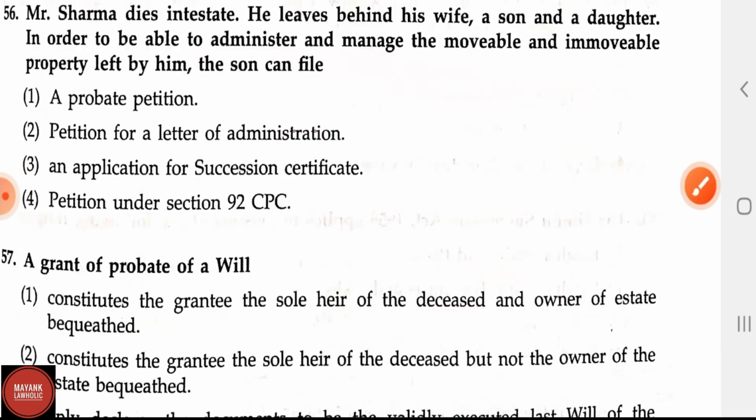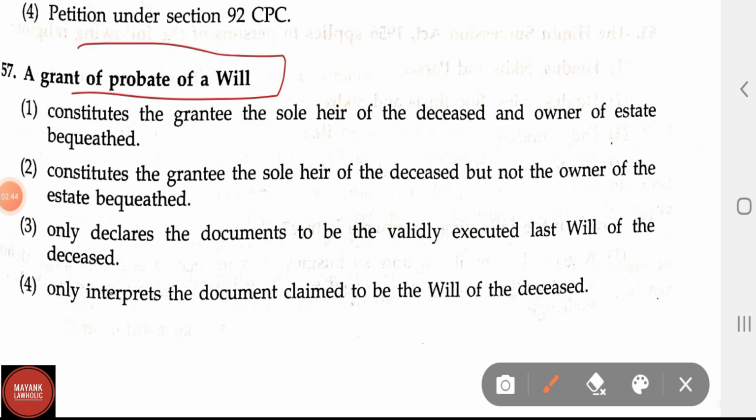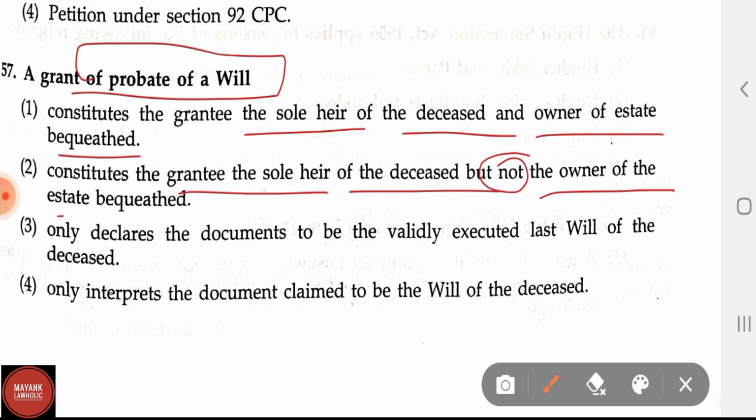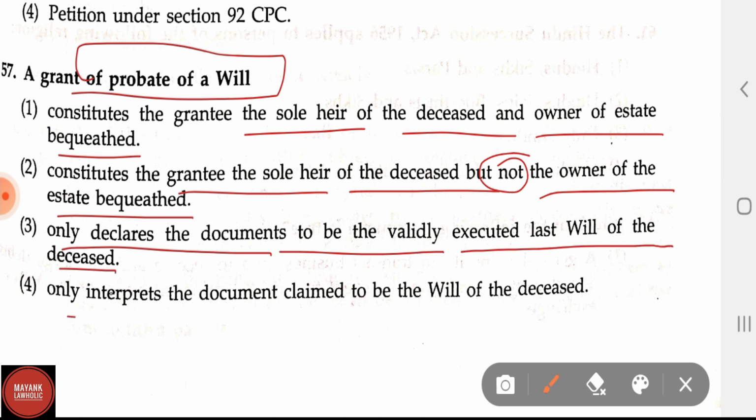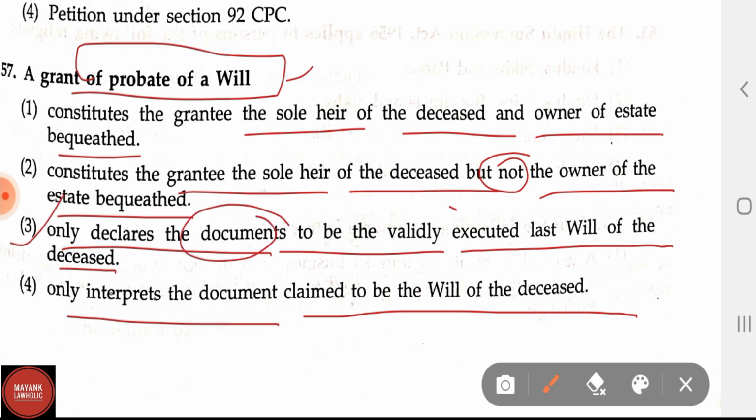Now we will move to question number 57. A grant of probate of a will: Option 1, constitutes the grantee the sole heir of the deceased and the owner of the estate bequeathed. Option 2, constitutes the grantee the sole heir of the deceased but not the owner of the estate bequeathed. Option 3, only declares the documents to be the validly executed last will of the deceased. Option 4, only interprets the documents claimed to be the will of the deceased. Here, for a grant of probate of a will, option 3 is the right answer: it only declares the documents to be the validly executed last will of the deceased.